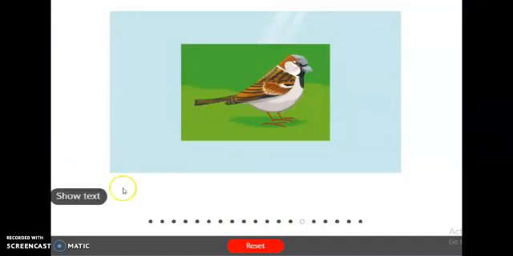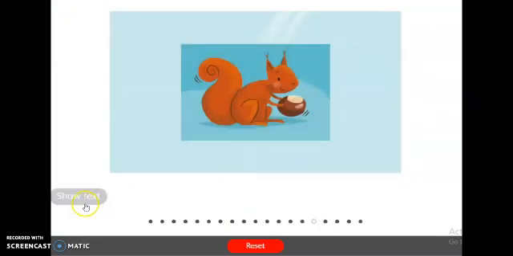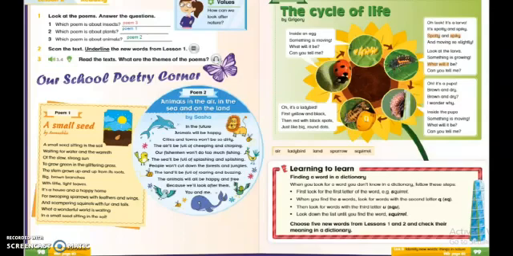And the next one is, yes, this is the sparrow. Sparrow وهو العصفور. And the next one is squirrel. Squirrel وهو السنجاب. Also, my students, in the previous class, we explained the 3 poems.